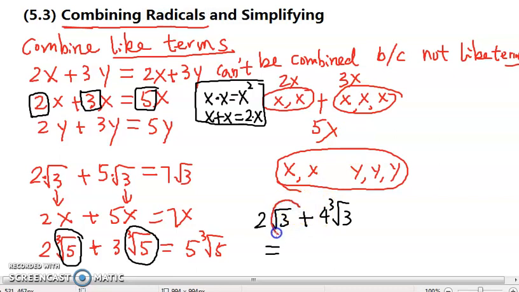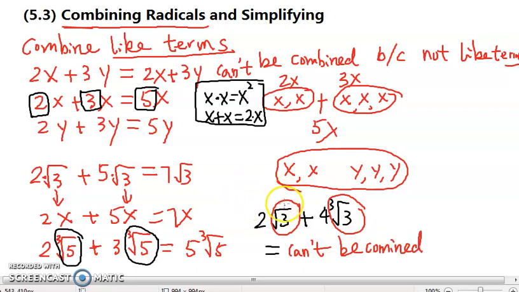Although they look very similar, this one is square root of 3, but that one is cube root of 3, and they are still not the same radical, which means they cannot be combined. So you can just say they cannot be combined because they're not the same radical, and the same reason, they're not like terms.